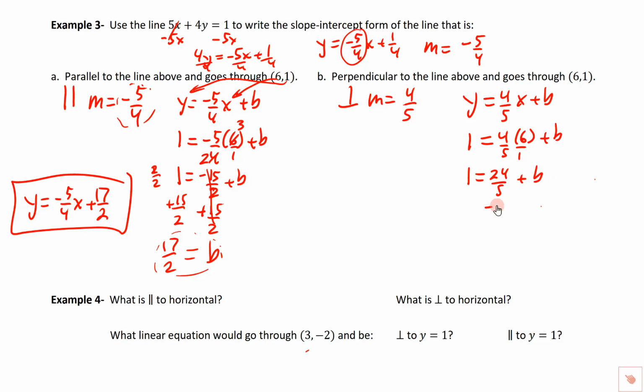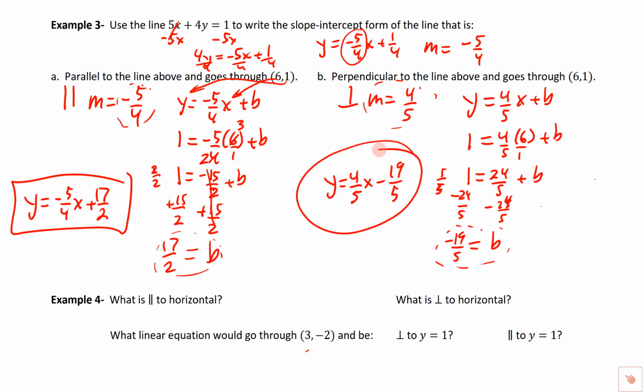I'm going to subtract here. So if I subtract 24/5 from both sides, we get b over here. That would be 5/5 minus 24/5. If you just want to go ahead and type that in your calculator, you're going to end up with negative 19/5. So again, we've got the y-intercept right here, and we had the slope to begin with. So we've got y equals 4/5 x. Again, don't forget the x. Some people get carried away and just leave that off. And then minus 19/5. And that right there would be the answer.